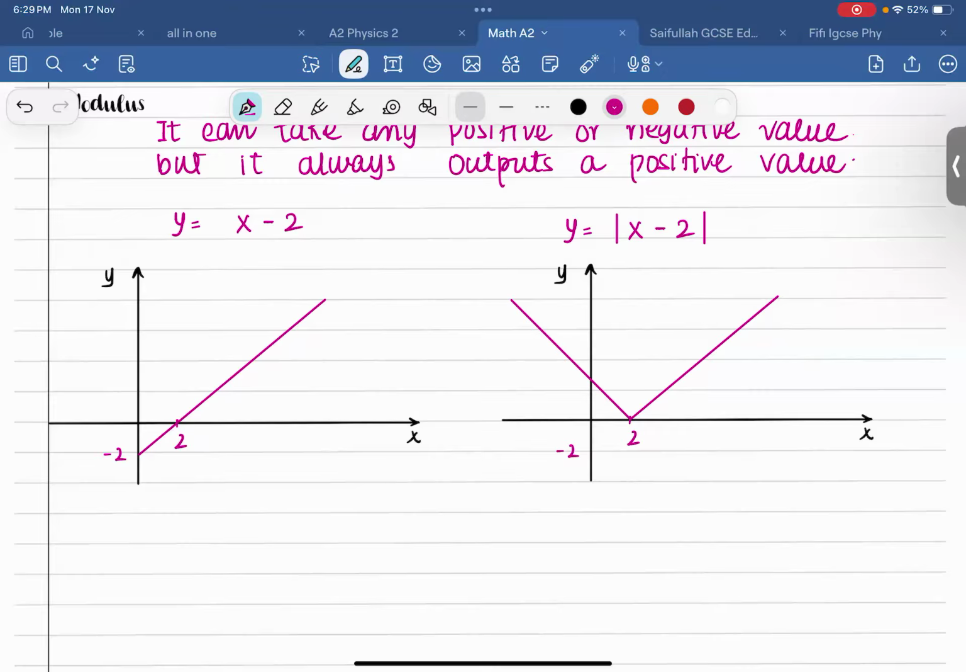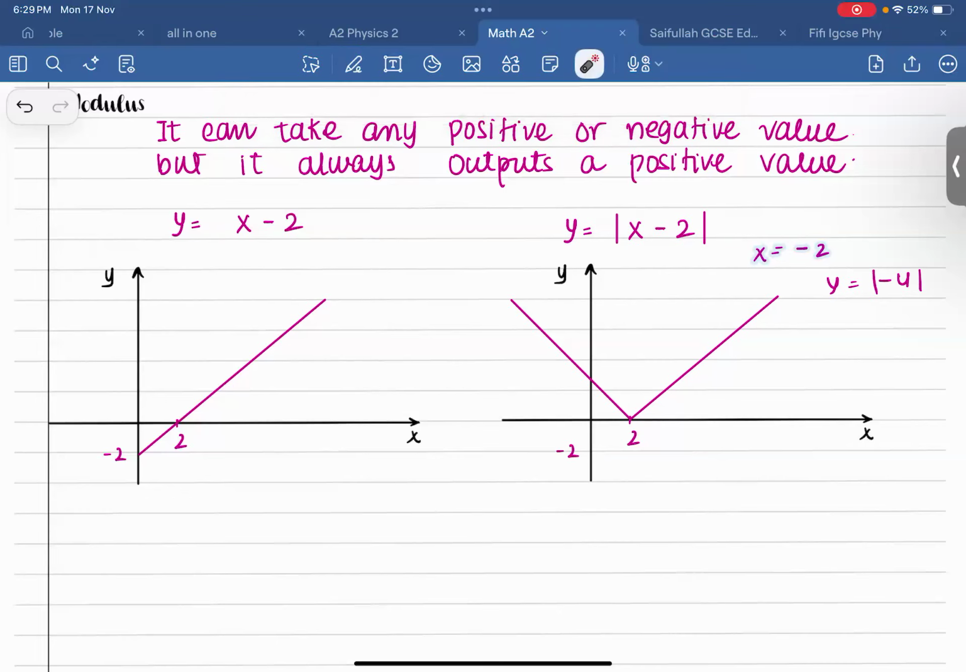If you put -2 for x, that will give you y as -4, right? But since we have a modulus on, the modulus will convert that negative into the positive. So at x equals -2, your y would be +4, right there. So any negative number that you input in a modulus function will always give you a positive output, right? Is this concept clear? Yes. Good.